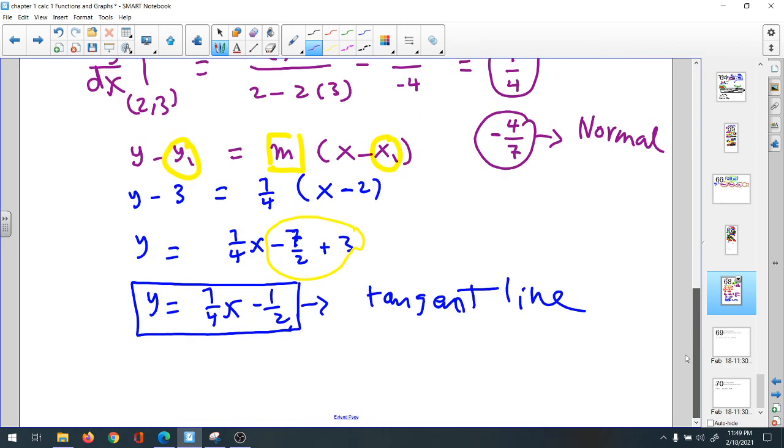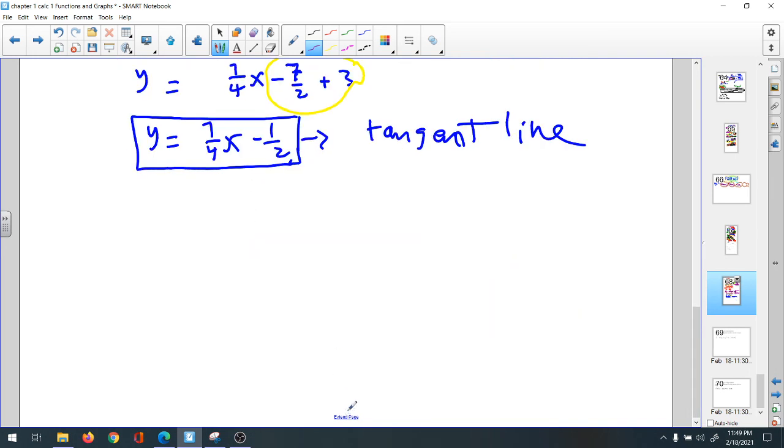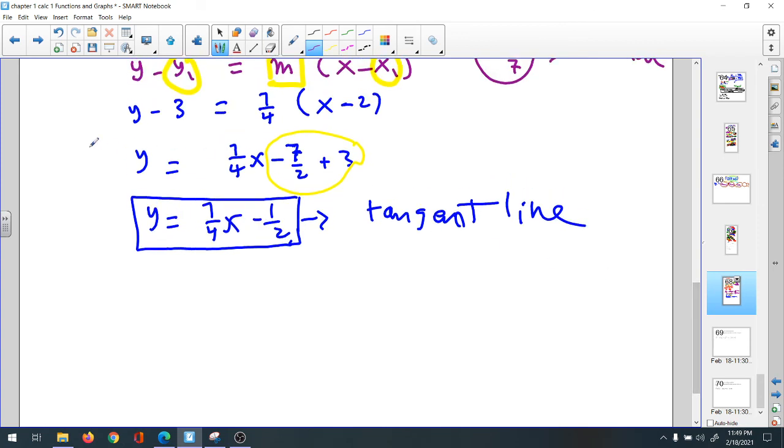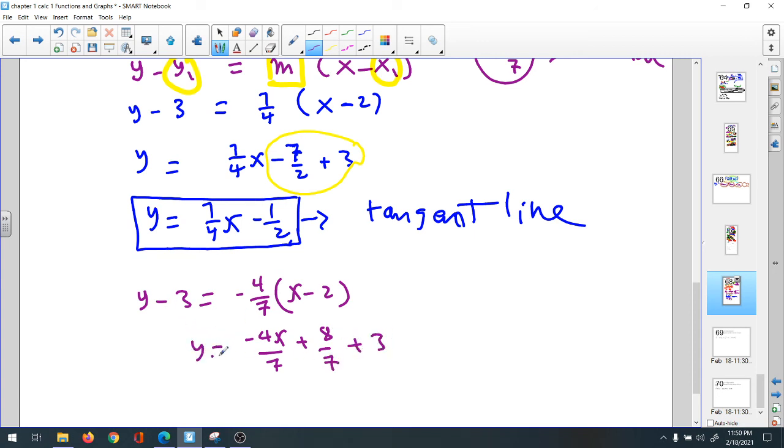So we're going to do the same, but instead of 7 over 4 it will be negative 4 over 7. Rewrite this equation: y minus 3 equals negative 4 over 7 times x minus 2. And distribute negative 4 over 7 to get negative 4x over 7. And negative times negative is positive, 4 times 2 is 8 over 7. Add 3 to both sides, so just simplify that: 8 over 7 and 3.